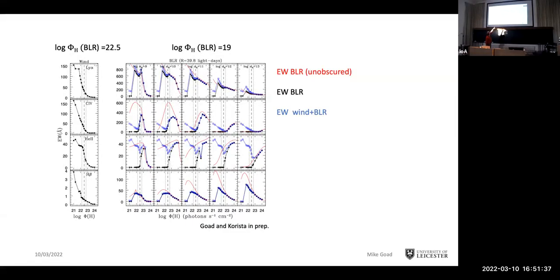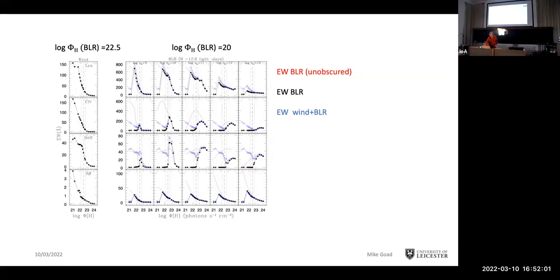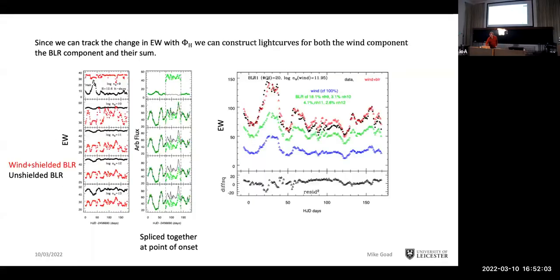If you take this third panel down, third one across, then we have the equivalent width of helium-2 increasing for both a decrease in flux and an increase in flux, because the balance between the two is shifted between the wind to the BLR and the BLR to the wind. That would make your light curve behave really odd as you varied your driving continuum up and down. And we can quantify that.